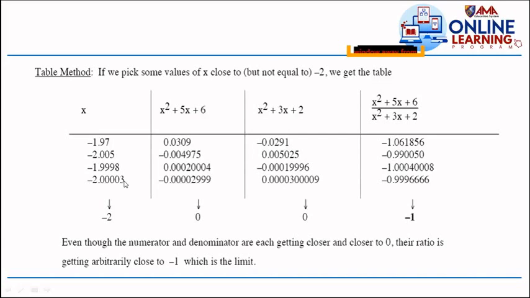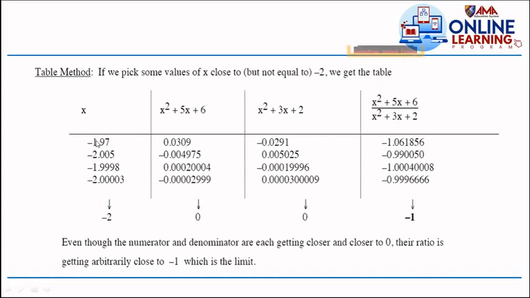Okay? So next, we're going to substitute yung x natin doon sa functions natin. If you're going to substitute 1.97 dito, 1.97 squared plus 5 times 1.97 plus 6, the answer is 0.0309. Yun po yun. Using the table method.